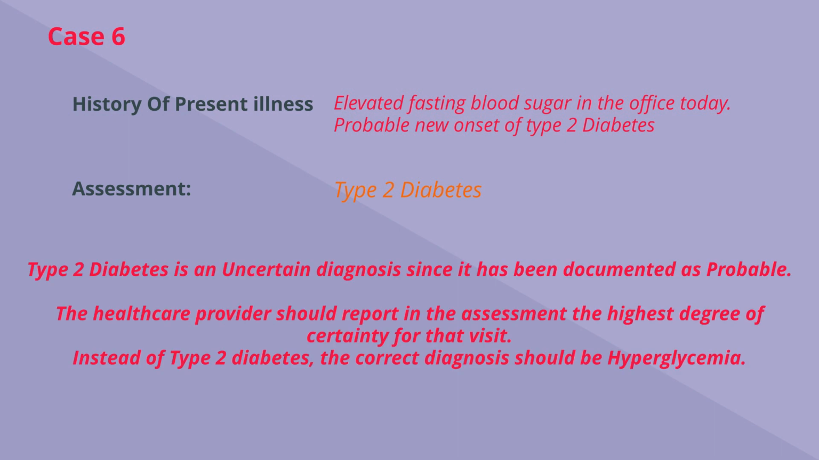Type 2 diabetes is an uncertain diagnosis since it has been documented as probable. The healthcare provider should report in the assessment the highest degree of certainty for that visit. Instead of type 2 diabetes, hyperglycemia should be the appropriate diagnosis.